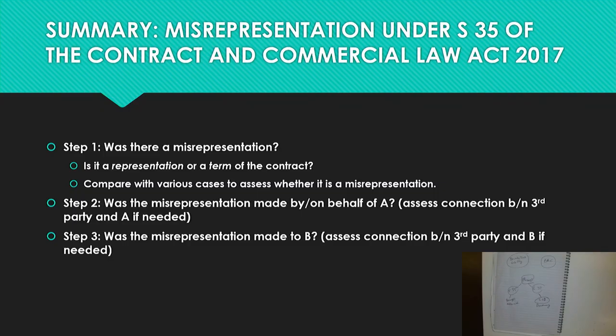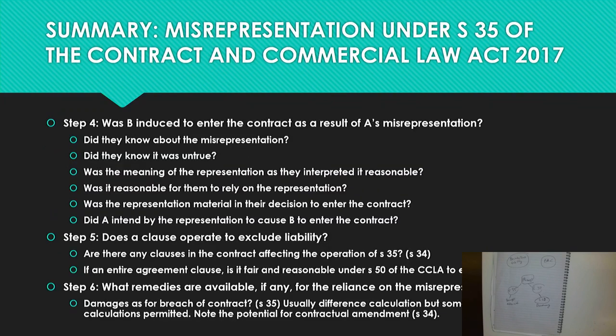I think this probably makes sense, like you're sort of walking through the life cycle of the misrepresentation, but you're welcome to do it differently. The main thing is you do address all these elements. Okay, so is there a misrepresentation? Was it made by and to? Was there inducement? So remember the 4 things: reasonableness, knowledge, materiality, and intention. Show those 4 things. Any exclusions or any limitations or any entire agreement clauses. And then lastly, what would the remedies be, if any, under both 35 and 37?